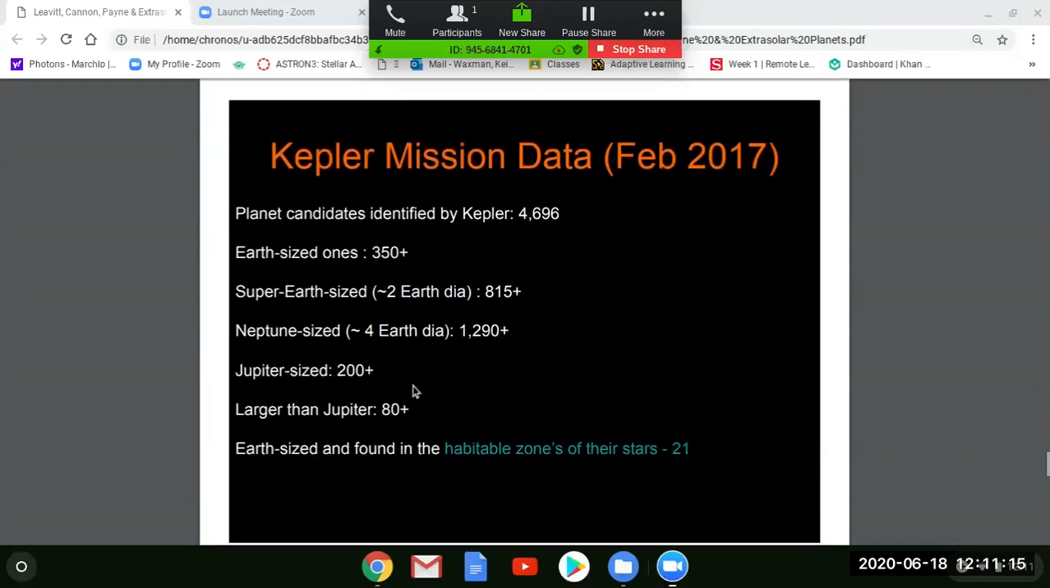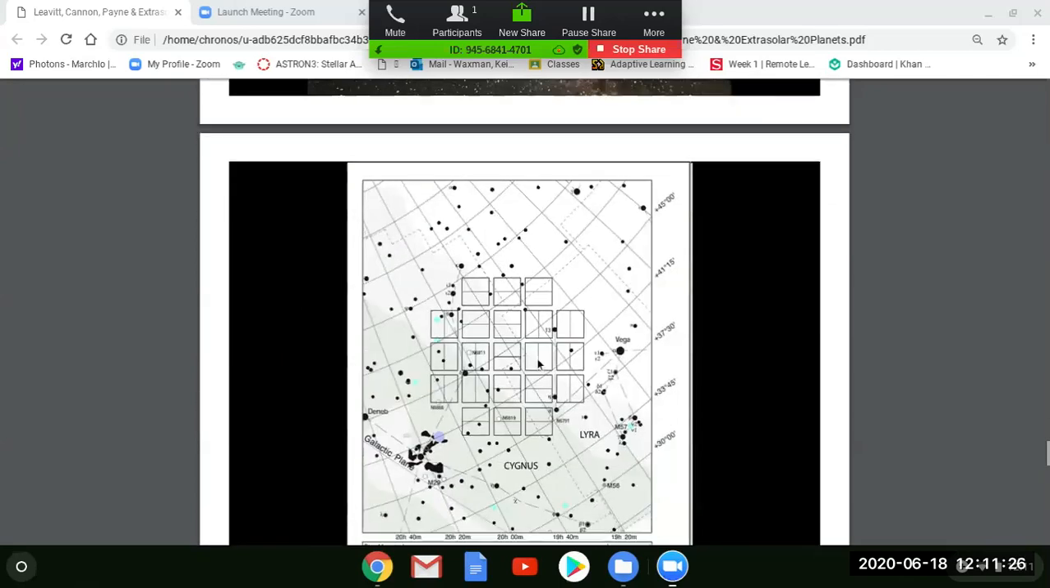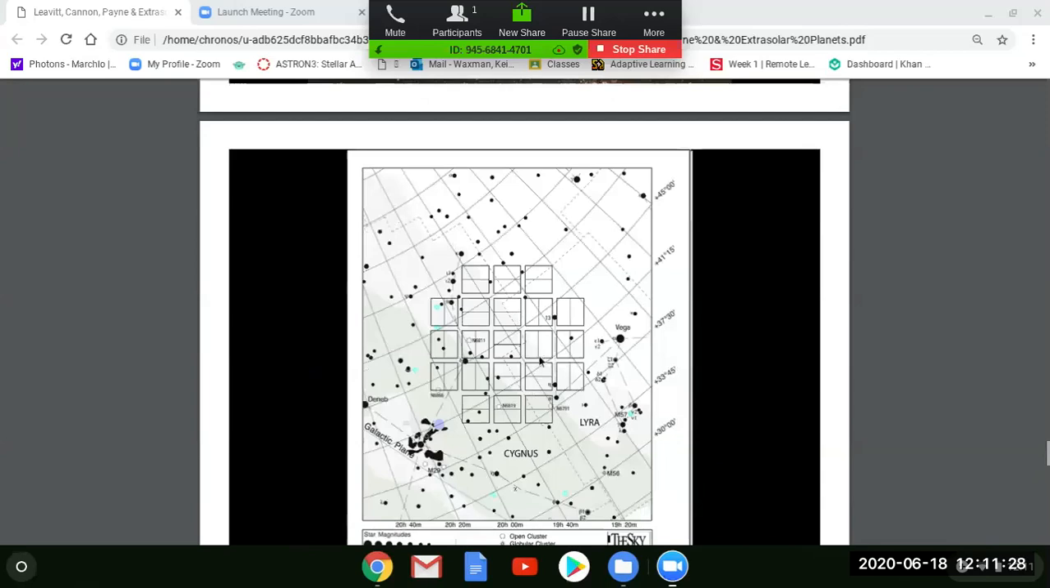Neptune-sized ones, a lot of them, Jupiter-sized. Now, look at this. Earth-sized and found in the habitable zones of their stars, 21. And look at the region that we're looking at, just in this region, 21. And we're only seeing about 1 out of 50 stars had the alignment just right where the planets would transit their star. A lot of these might have planets that we couldn't even tell there's a transit, because it wasn't aligned right. The orientation of the plane of the system was off.